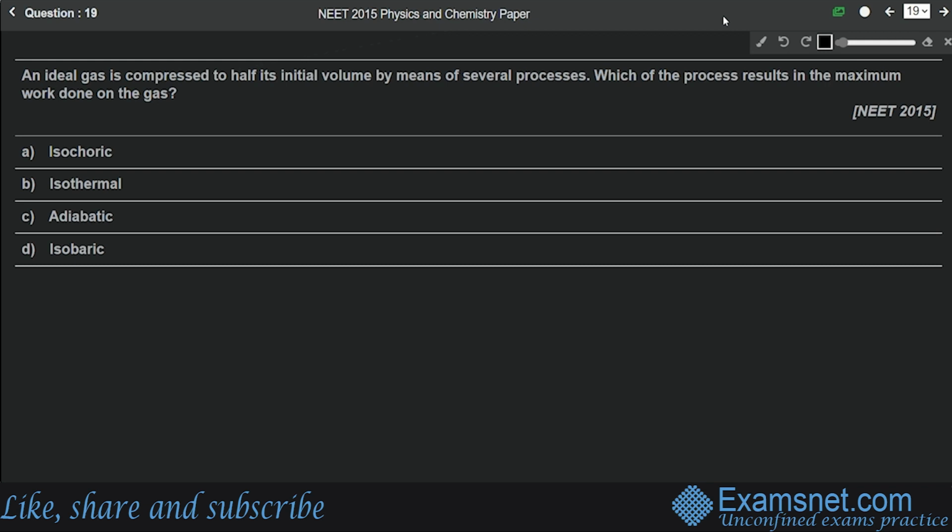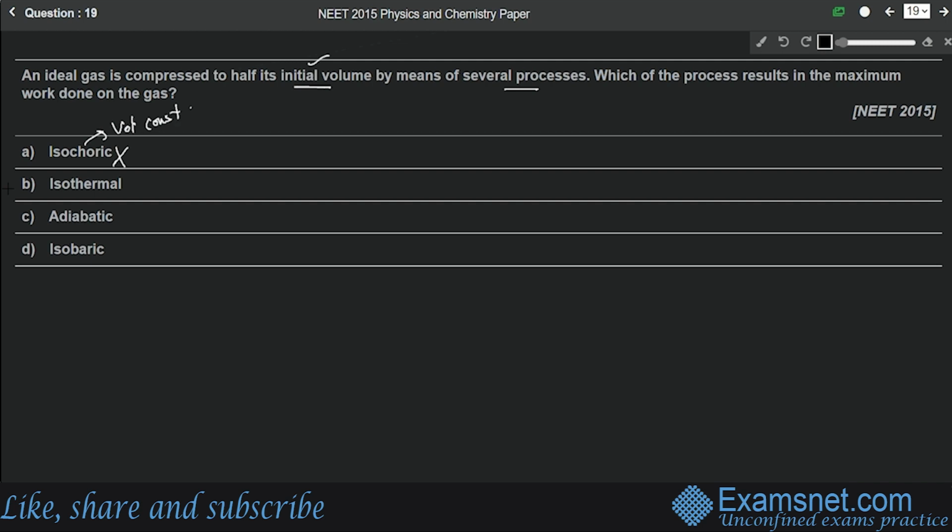Question number 19 is from thermodynamics, and the question is: an ideal gas is compressed to half its initial volume by means of several processes. Which of the process results in the maximum work done on the gas? So here you can see that if it is compressed to half its initial volume, volume is changed, it decreases by half. So isochoric is not possible because in case of isochoric, volume remains constant. But in this case, volume is not constant. It is reduced to half.